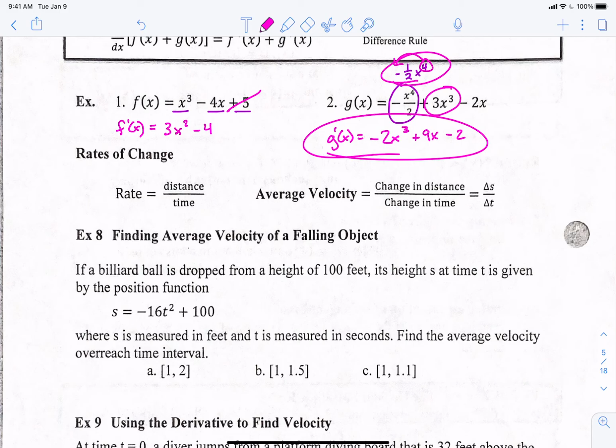Just look at it. How much is going up and over? It's going down 1 over 2. Down 1 over 1. Down 1 over 2. So negative 1.